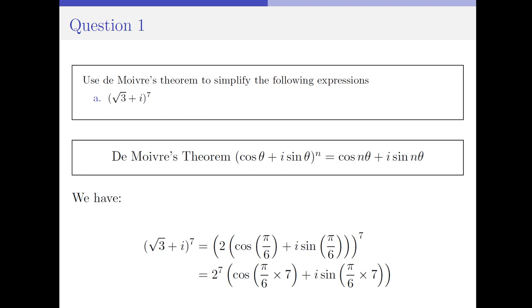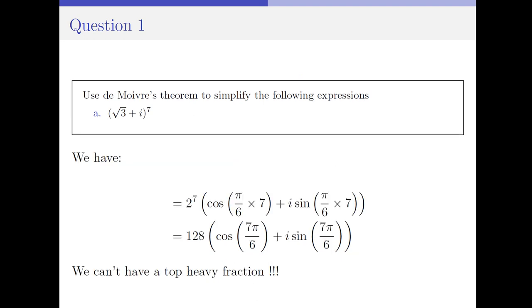So what we're going to do in the next slide is we're going to tidy that up. So 2 to the power of 7 is 128, and pi by 6 multiplied by 7 is just 7 pi by 6. But we have a problem, and remember in lectures we talked about this, how we can't have a top-heavy fraction. That's a problem for us. So how do we fix that?